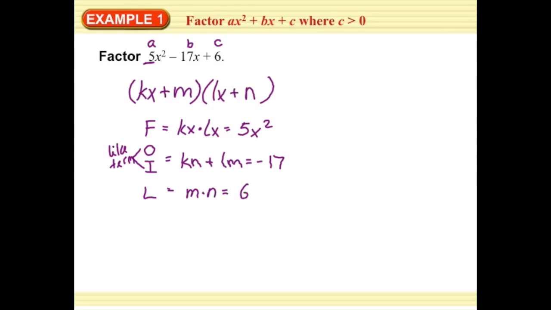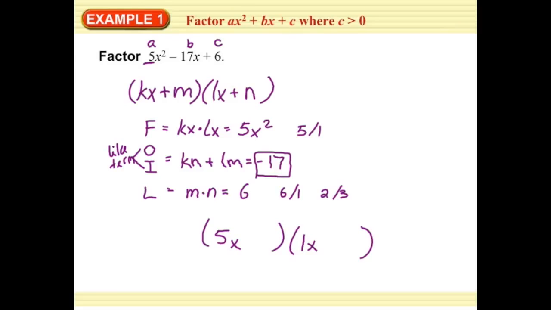So I need to start by figuring out some factors of both k and l and m and n. So for k and l, factors of 5 are just 5 and 1. For m and n, factors of 6 are 6 and 1 or 2 and 3. So now I need to think about combinations of those numbers that will in fact give me that middle term of negative 17. So when I write my factors, I know I'm going to have 5x times 1x here. And I just need to come up with the second half.